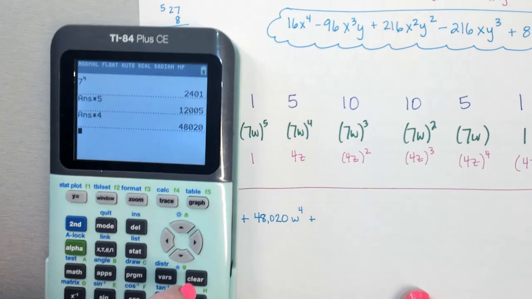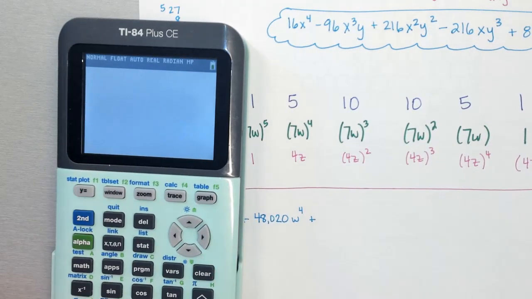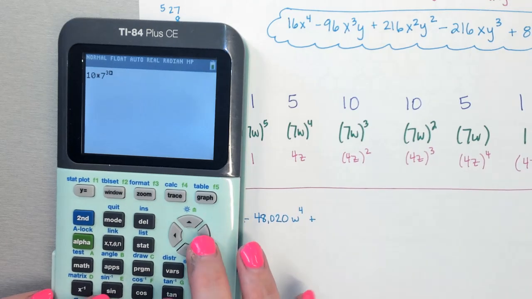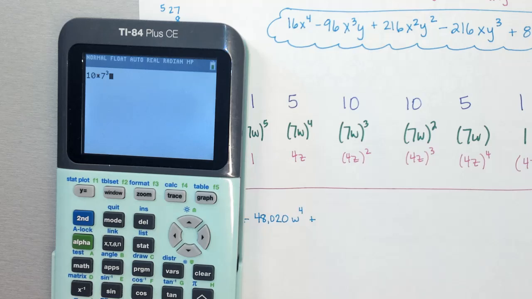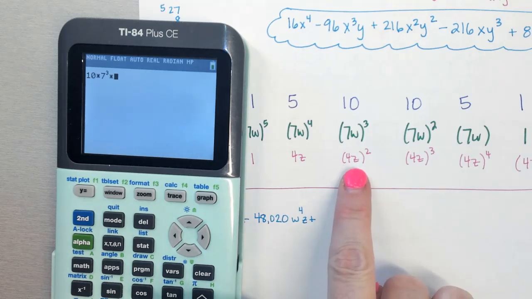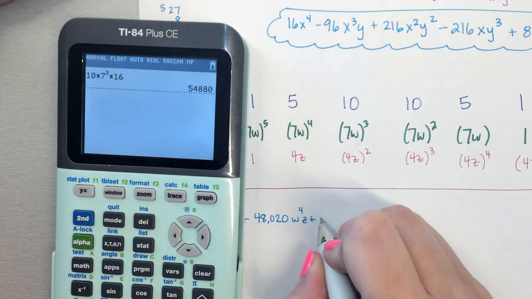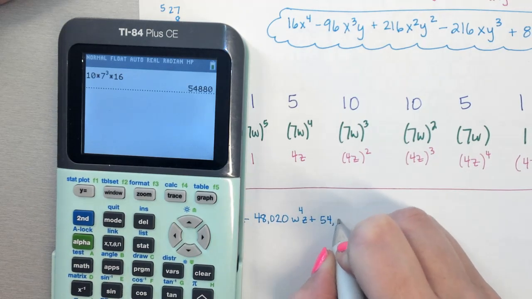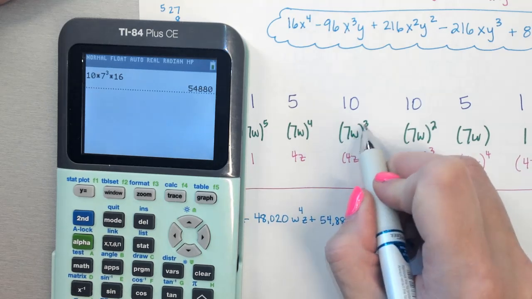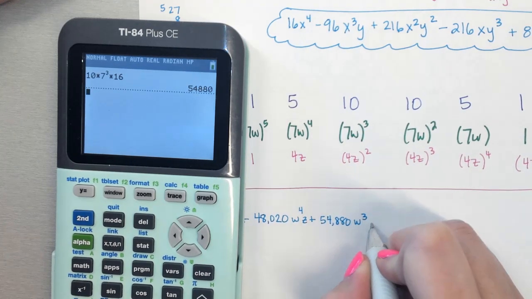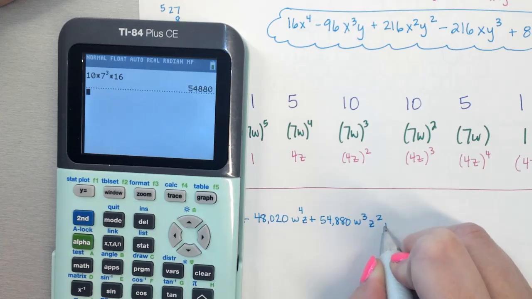If you want to put them all in at one time, you can. So you could do 10 times 7 to the 3rd times, oh yeah, sorry, you need the z. Thank you. w to the 4th z. And then for this one, it would be 4 squared, or you can just put in 16. So you'd have 54,880. w would be to the power of 3. z would be to the power of 2.